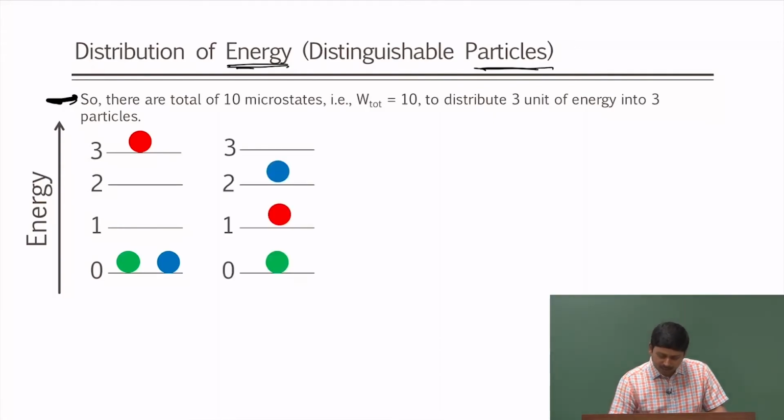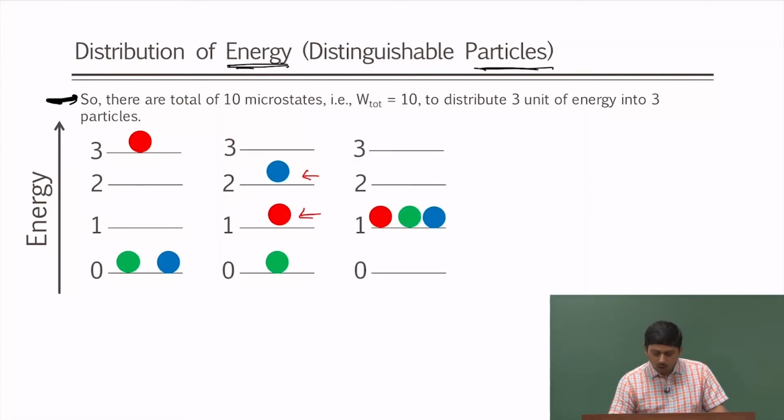Second possibility is that I can put 1 particle in level 2 and another particle in level 1, and that will give me a total of 3 units of energy. Or I can put all 3 particles in level 1 itself, and that will also give me total energy 3. So, here we are talking about distribution of distinguishable particles in different energy levels when the total energy is constrained. That is the idea, and that is what we are trying to do.